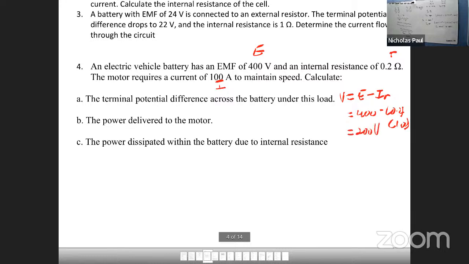How much did y'all get? 200 or 380, right? Power delivered by the motor. P is equal to, right? I is how much again? I is 100, and by 380.